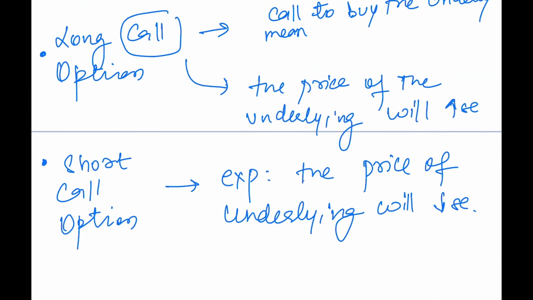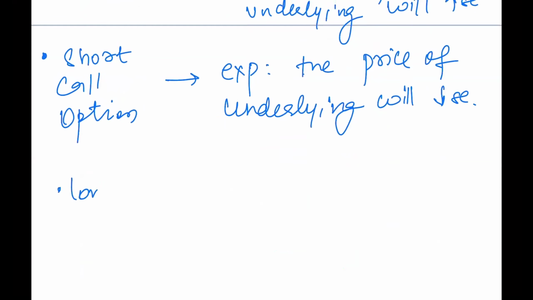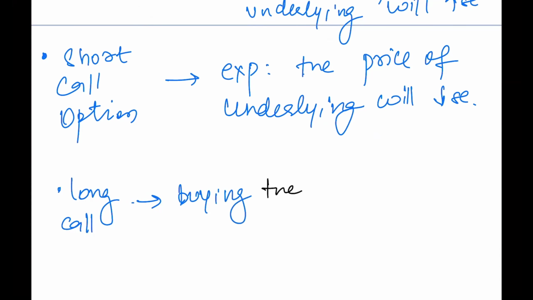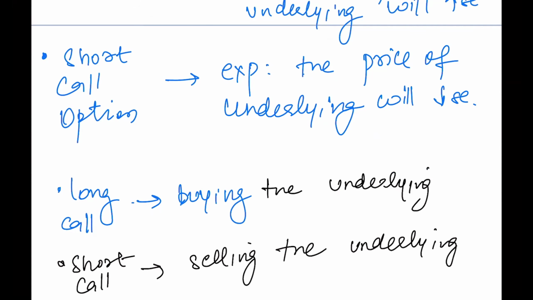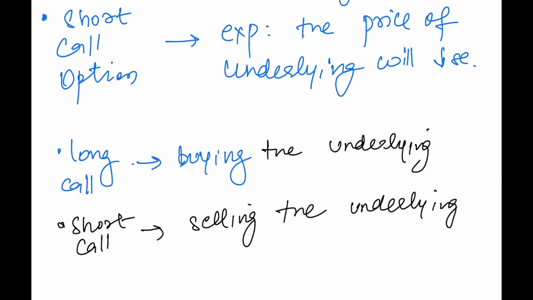Okay. So basically, long call means buying the underlying, and short call means selling the underlying. But before diving deep into this, how people make a profit and stuff like that, let's understand some of the key characteristics.